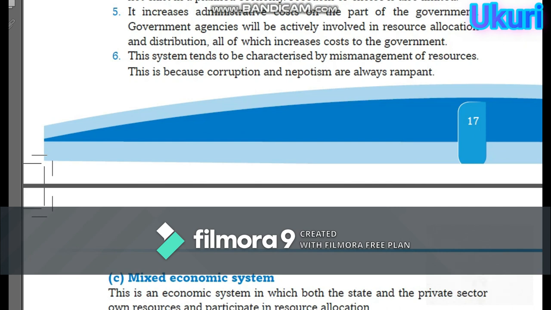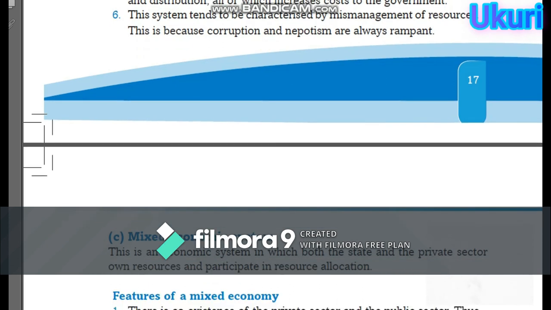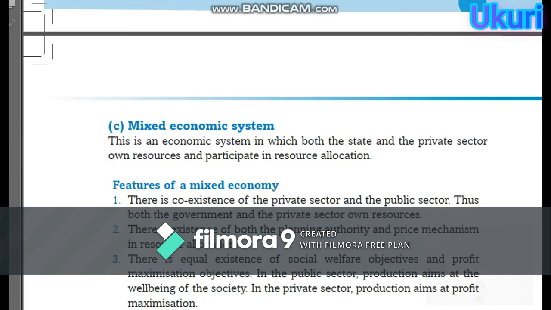It increases administrative cost on the part of the government. Government agencies will be actively involved in the resources allocation and distribution of all, which increases cost to the government. Number six, this system tends to be characterized by mismanagement of resources. This is because corruption and nepotism are always rampant.